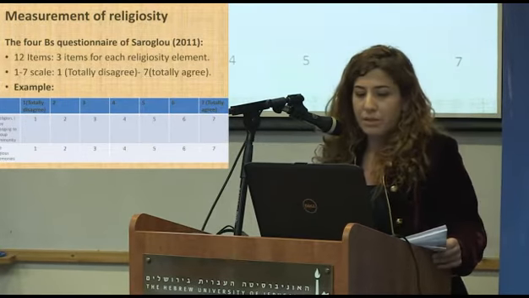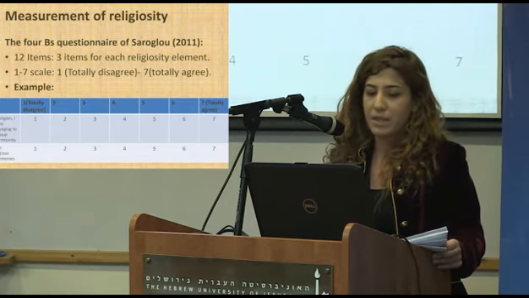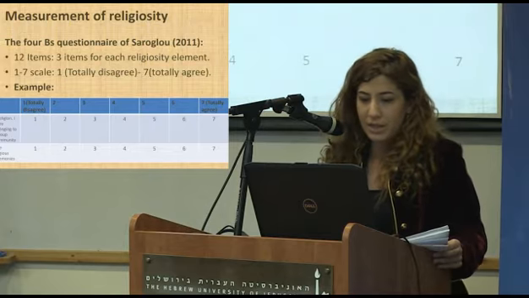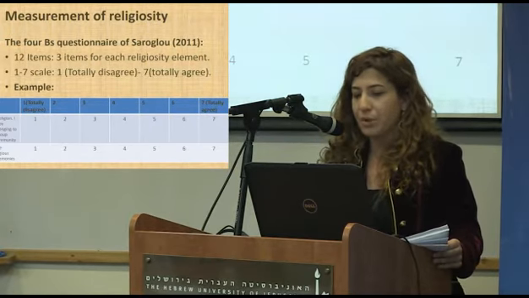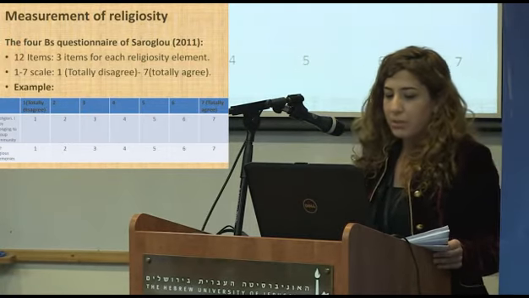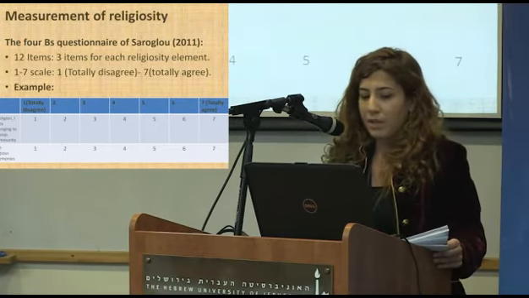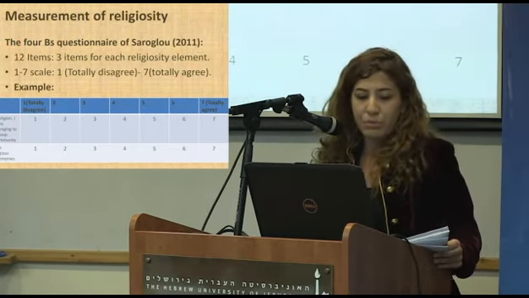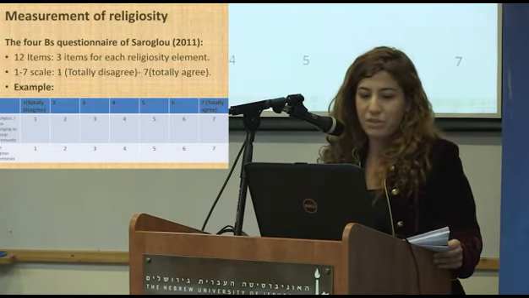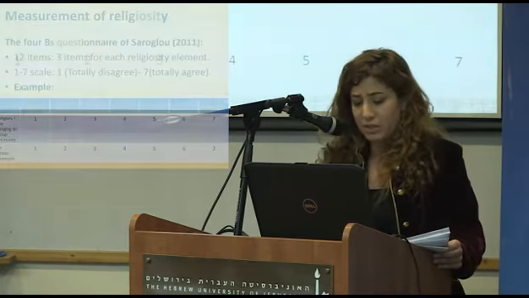Now, how do we measure religiosity? We use the 4Bs questionnaire of Saroglu. This questionnaire includes 12 items, 3 items for each religiosity element, with 1 to 7 scale answers, where 1 is totally disagree and 7 is totally agree. Here are 2 examples of items from the questionnaire. In religion, I enjoy belonging to a group or community. This item is one of the 3 items that measure the belonging element. The second one is: I like religious ceremonies.